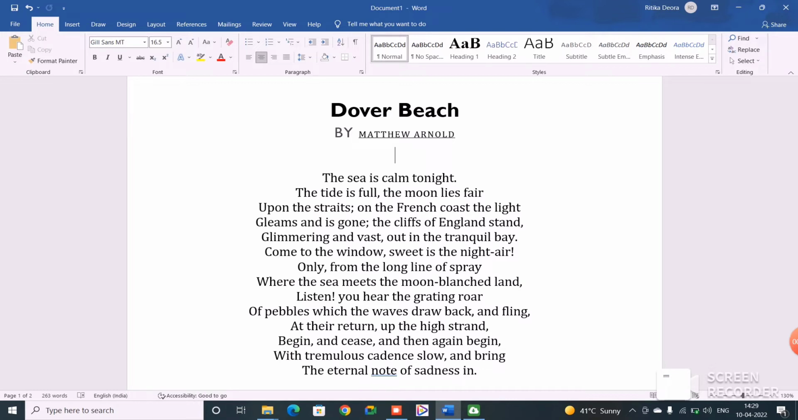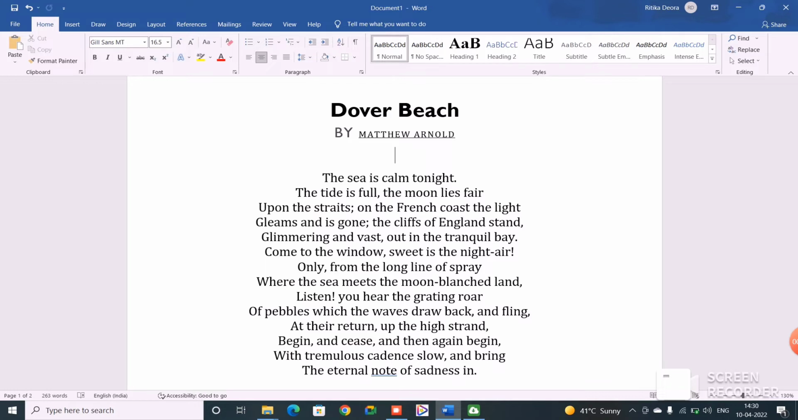Since the poet is saying come to the window, it means that the poet is in a room, and from the window of that room he is facing the Dover beach, and the poet is known to be on his honeymoon while he has written this poem. So it is most probably the poet's wife. So the poet is asking his wife to come to the window. Sweet is the night air.